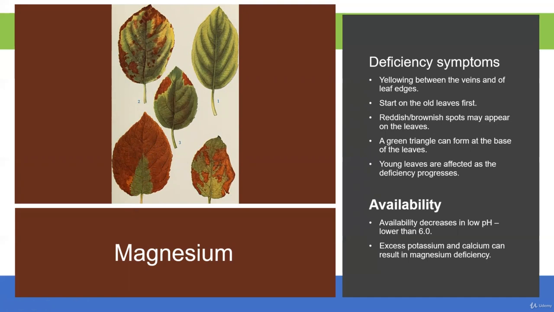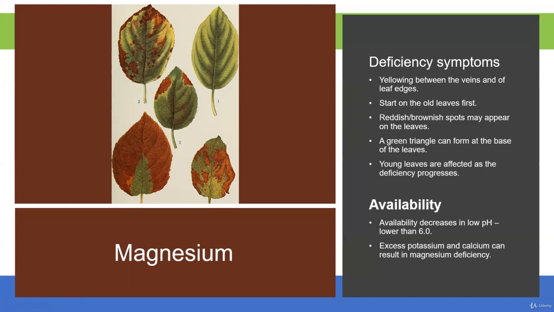Availability of magnesium decreases in low pH. When the pH of the soil is lower than 6, we might start seeing some magnesium deficiencies. Excess of potassium and calcium can also result in magnesium deficiency.